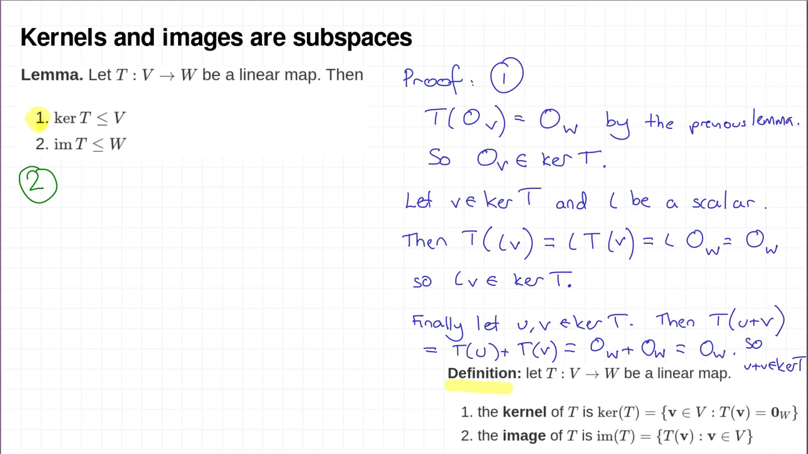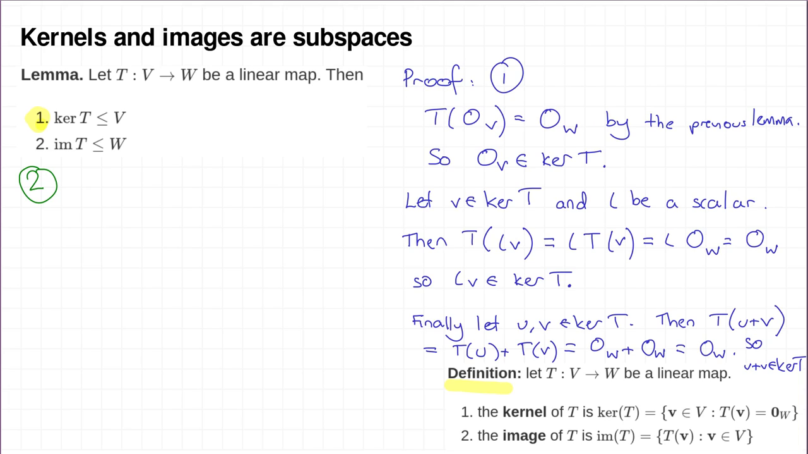In part 2 I have to show that the image of T is a subspace of W, so I have to check the same 3 things for the image of T. I must show that the image of T contains the zero vector, that it is closed under scalar multiplication, and that it is closed under addition. So let's do those 3 things.